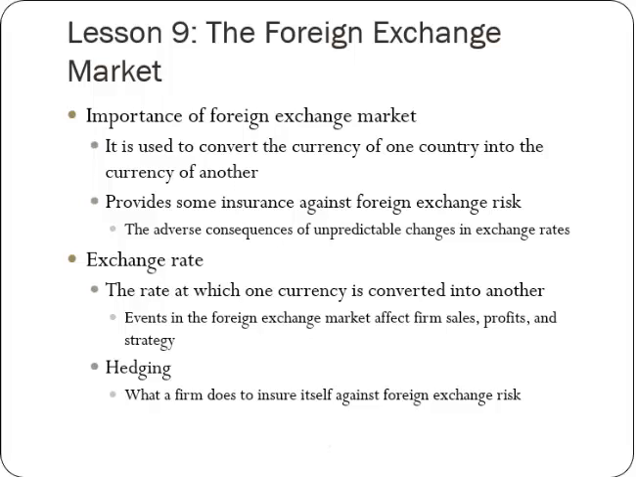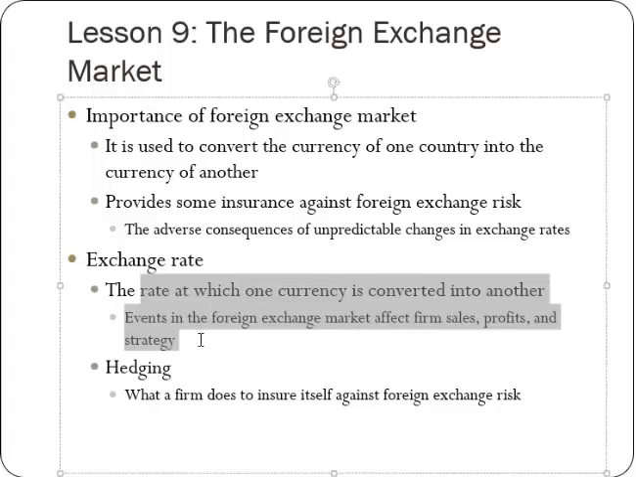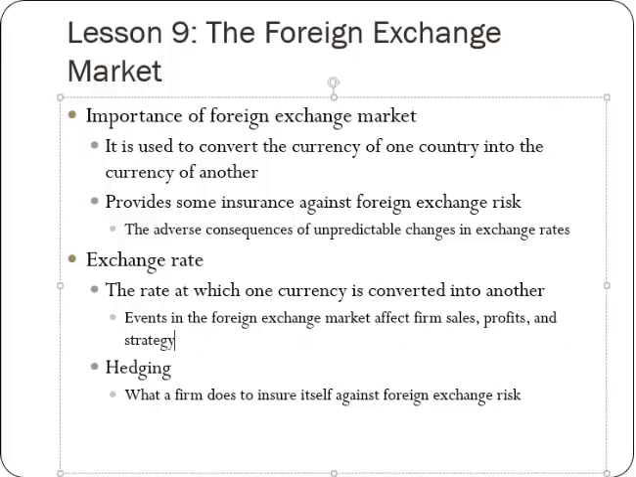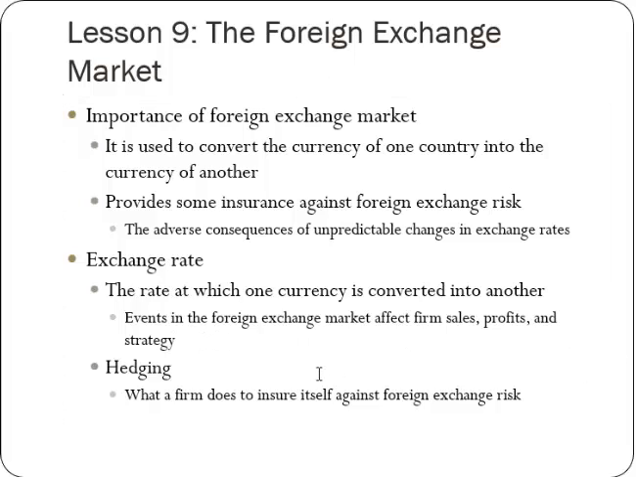The idea is that you might want to buy some yen, buy some euros, buy some whatever, even if you deal in dollars on the international exchange, to protect yourself in case the dollar goes down. There could be unpredictable changes in exchange rates, and using your dollars to buy some euros gives you a little bit of a safety net in case the euro goes up dramatically and the dollar goes down. The exchange rate means the rate at which one currency is converted into another, which, of course, affects things like your sales, profits, and strategy.